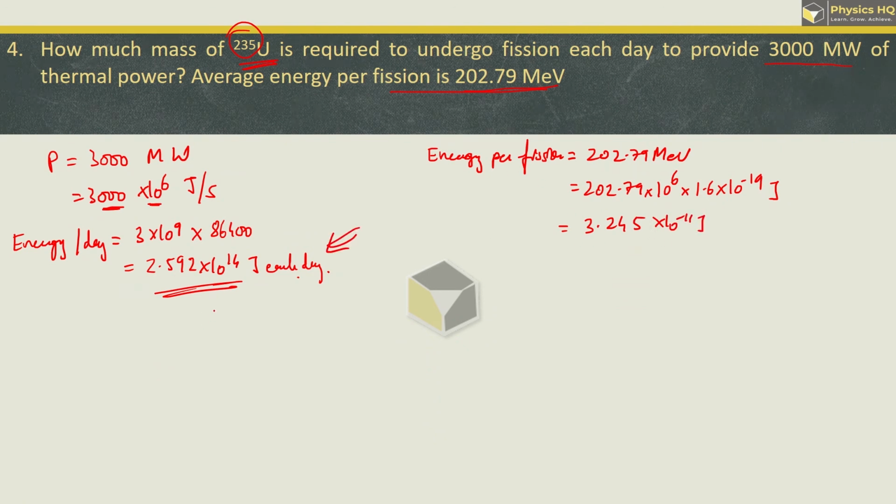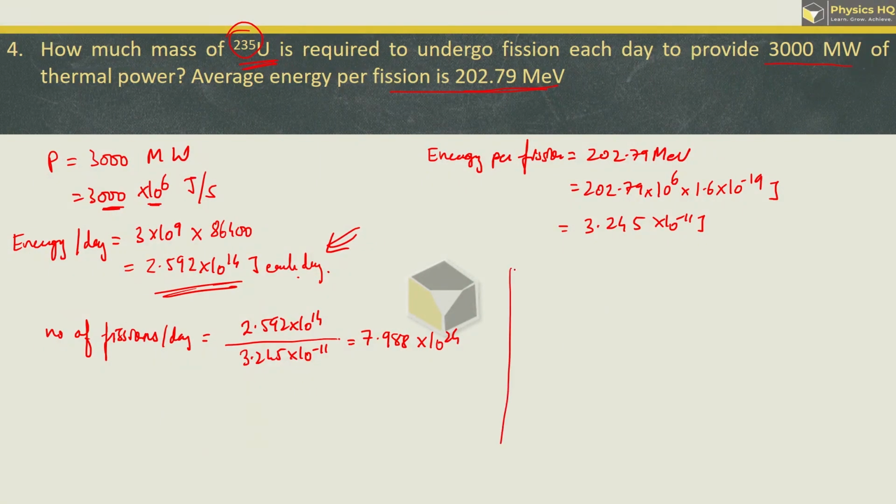So what we'll do is we will divide to get the number of fissions per day. Number of fissions per day will be equal to 2.592 into 10 raised to 14 divided by 3.245 into 10 raised to minus 11. This comes out to be 7.988 into 10 raised to 24 fissions each day. These many fissions are necessary.